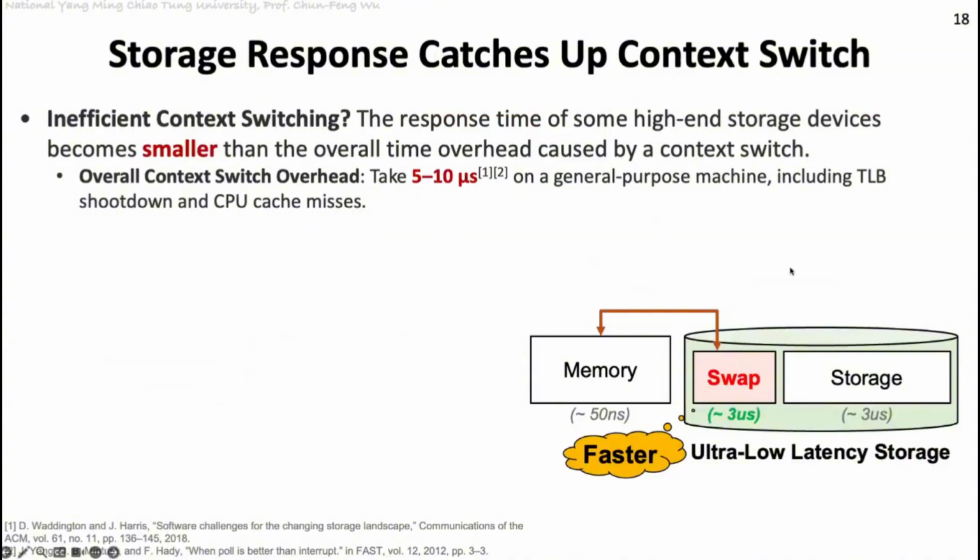So that time is very close to getting the data from an ultra low latency storage device, because an ultra low latency storage device ranges between 1 to 10 microseconds. And for Samsung Z-NAND, it's usually 3 microseconds. So doing a context switch is not always a good choice, because in this case, if you are going to get data from a 3 microsecond device, but you need to wait for a 5 to 10 microsecond context switch, then why not just let the CPU busy wait for the storage device? Why not just remove the context switch?